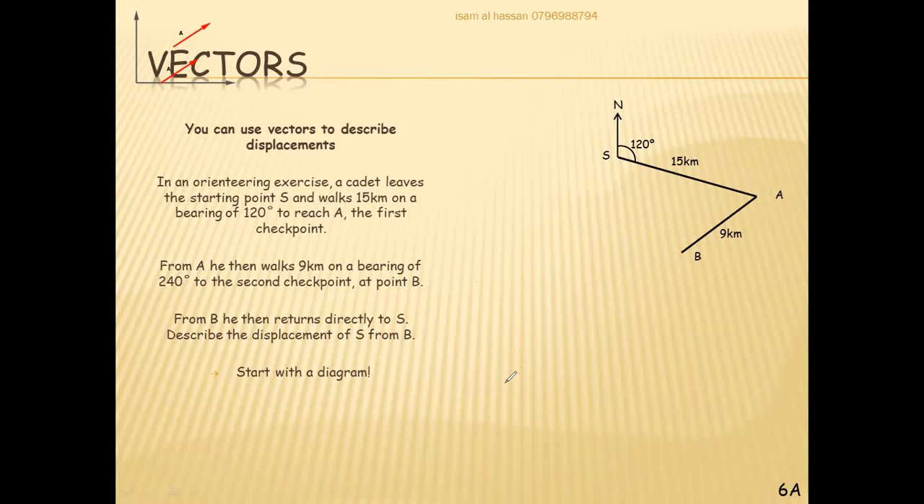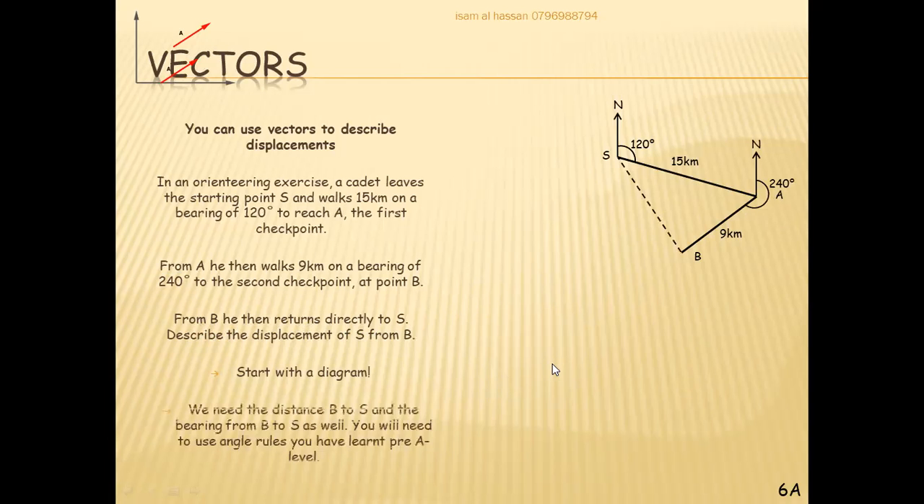Then from the checkpoint B, it returns directly to S. Let's continue the question. Directly to S, that's 240. Then we need to find the distance of B from S. We can find this out in the bearings: if those two lines are parallel, those two angles add up to 180. They are allied angles, so we can find this angle, that's 60, then we can find the angle in the middle, then use the cosine rule to find the value of x. Let me continue the presentation.